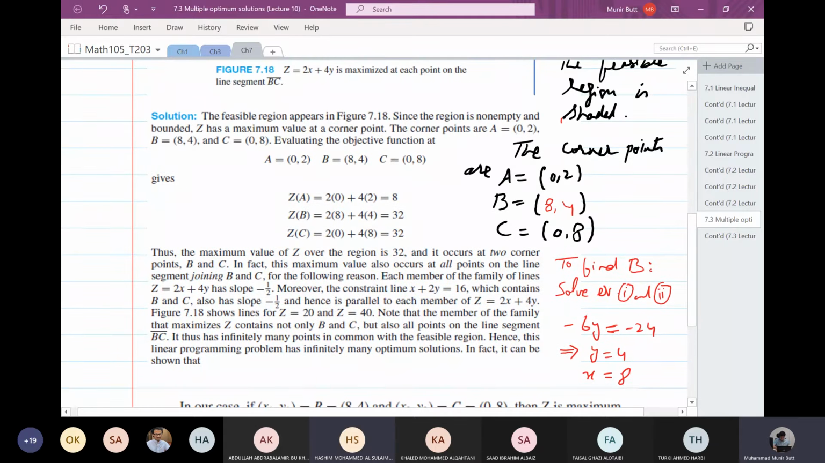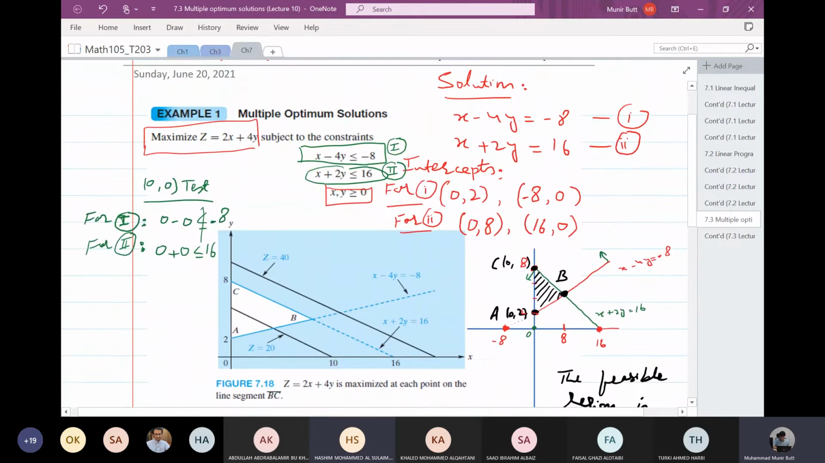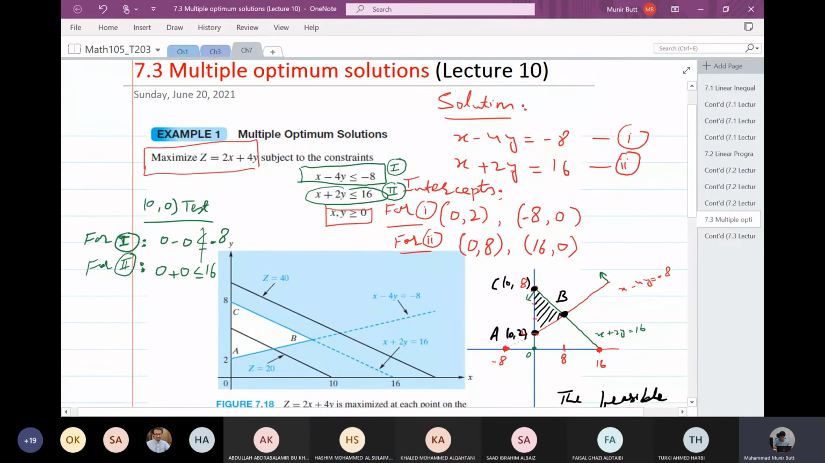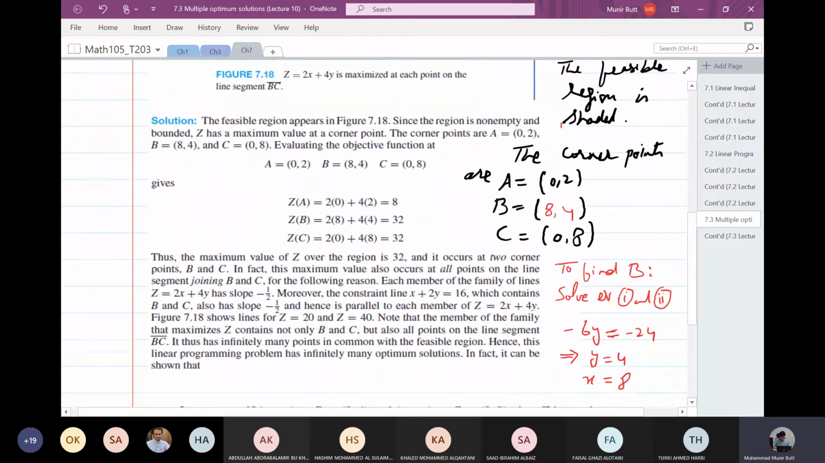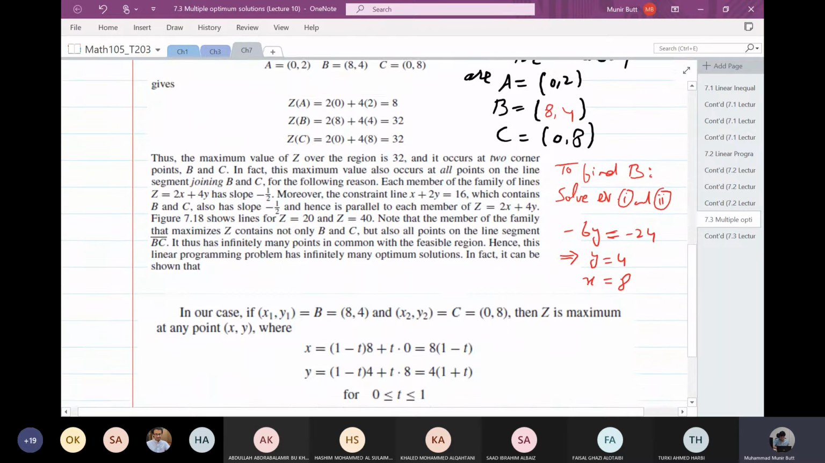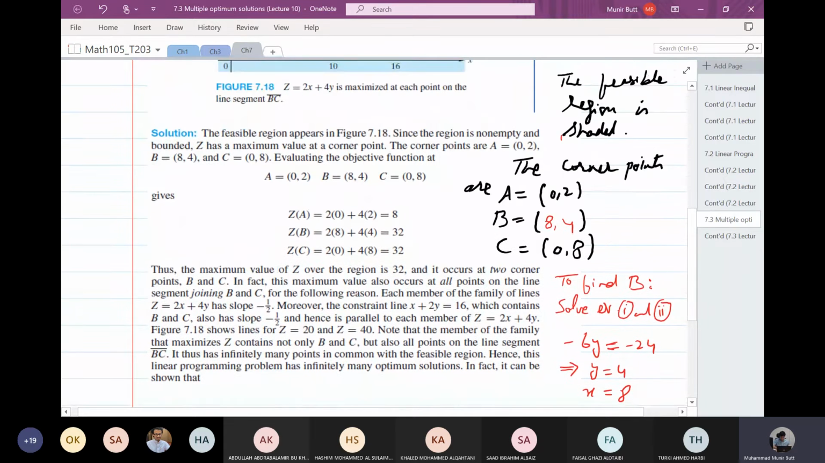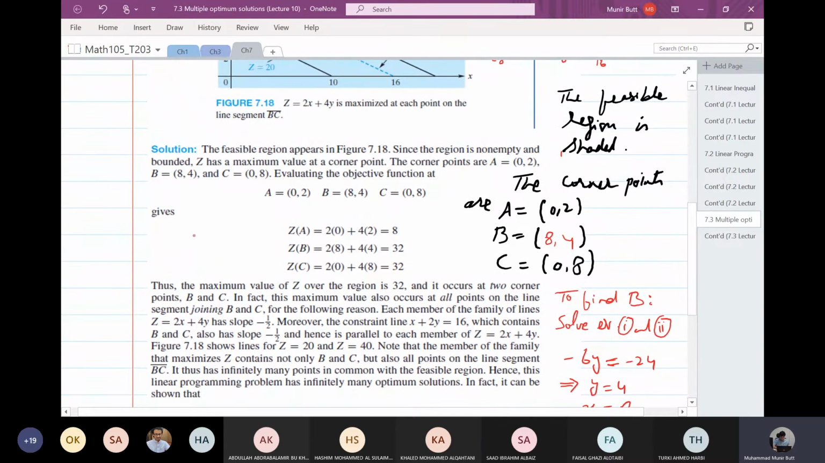Can you repeat, doctor? I did not get how did we get the 8 and 4? You just solve this, equation 1 and 2. You will get x and y. Okay? When you solve 1 and 2, you will get this x and y. No problem. You can do anyway. I solve it by substituting A and C. You can do any way which you like.